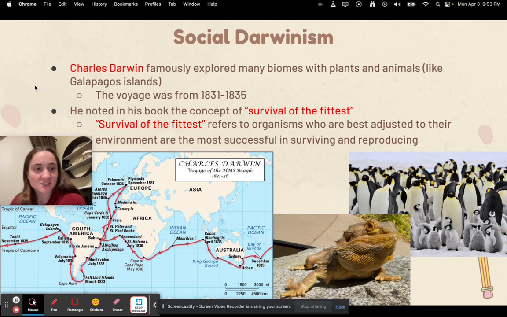Now, in biology terms, survival of the fittest refers to organisms who are best adjusted to their environment, are the most successful in surviving and reproducing. I'm sure you talked about that in biology. So, for example, the bearded dragon, right? It lives in hot deserts. It survived all this time because it has scales to lock in water.